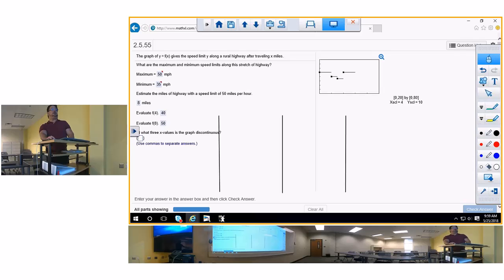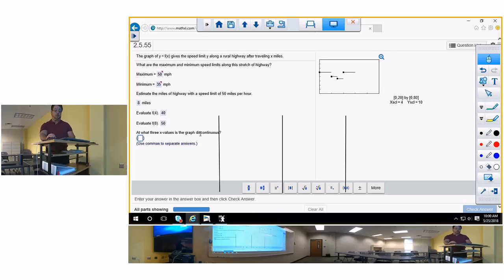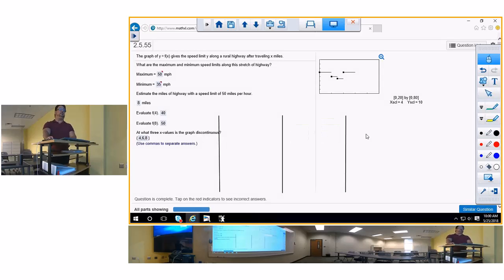Okay, what 3? I don't like 15-part questions. At what 3 x values is the graph discontinuous? Discontinuous means they don't join. 1, 2, 3. So at 4, at 8, and what's in the middle of 4 and 8? 6. So I would say 4, 6, and 8. So this problem is basically how to read a graph. That's how to read a graph, and that's how you do it.